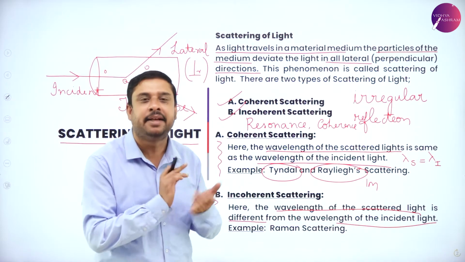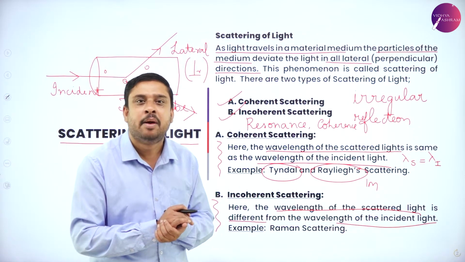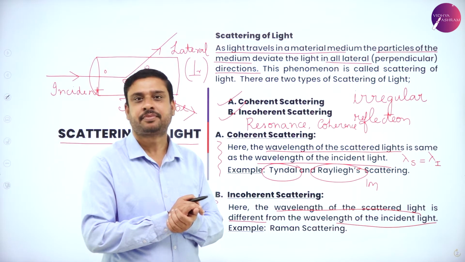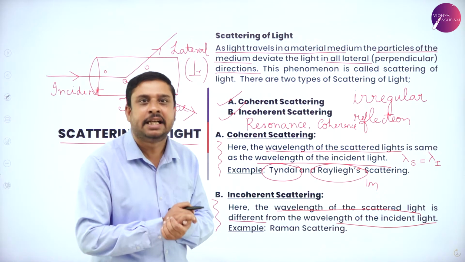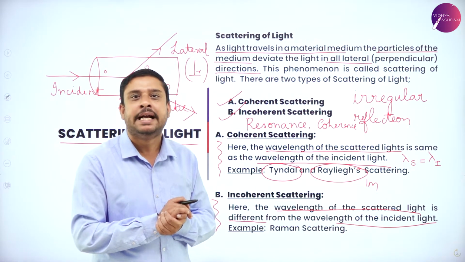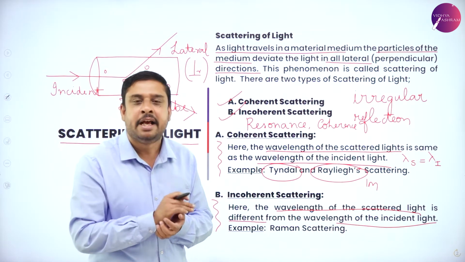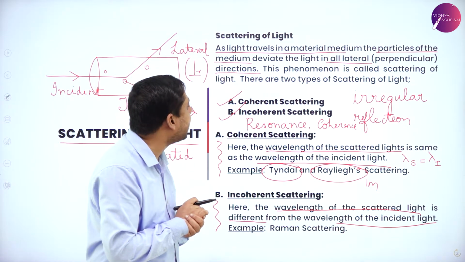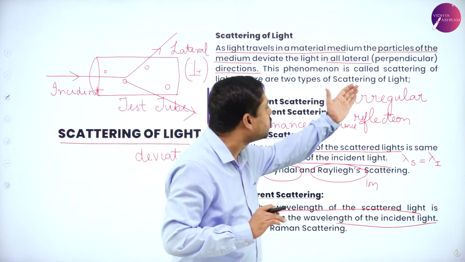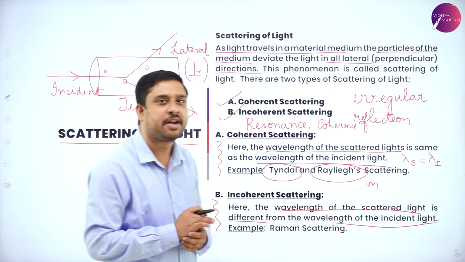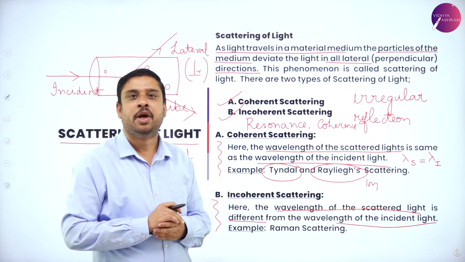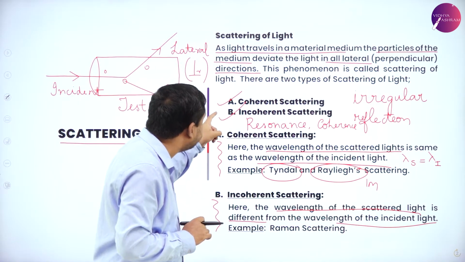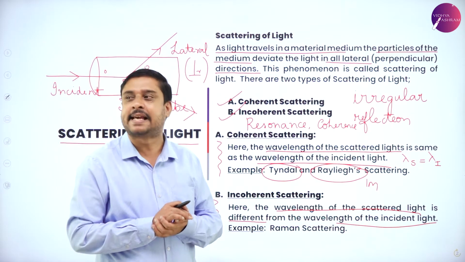So, scattering: light passes through a material medium. The particles of the medium deviate light in all lateral directions. That is scattering, which is also called irregular reflection. Two types of scattering, coherent scattering and incoherent scattering.